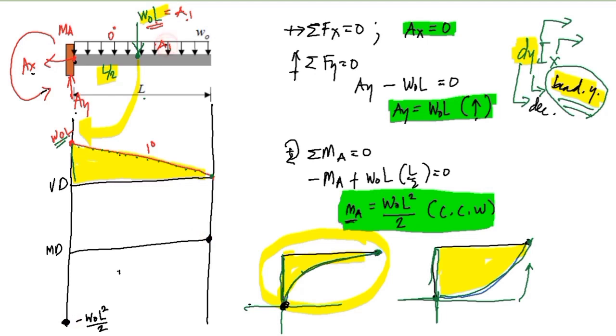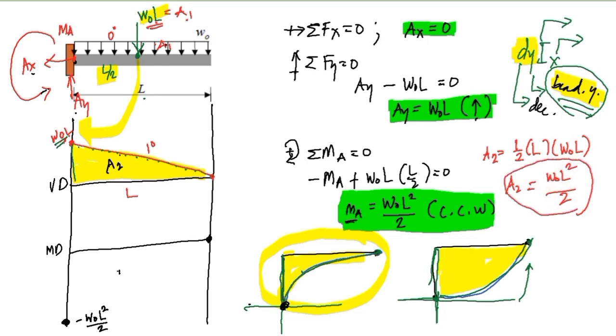So, since this is area 1, we are going to compute now for the value of area 2. Ano yung area 2? Yung area 2 natin is just the area of the triangle. 1/2 multiply by the base. Ang base po natin, ito yung length, and yung height is the WOL, W sub O times L. So, we have here our area 2 is equal to WO L squared over 2.